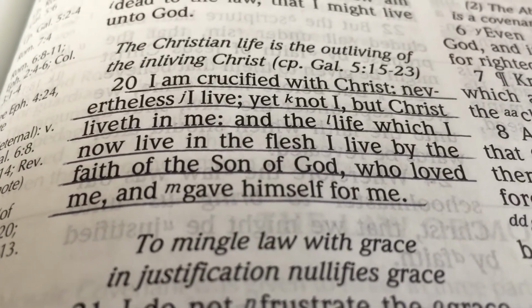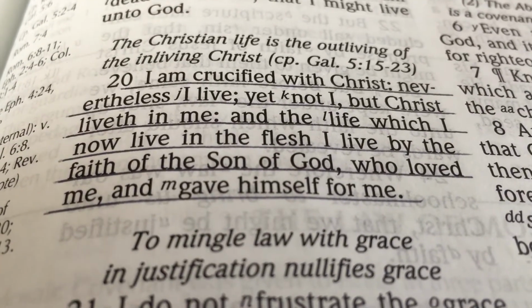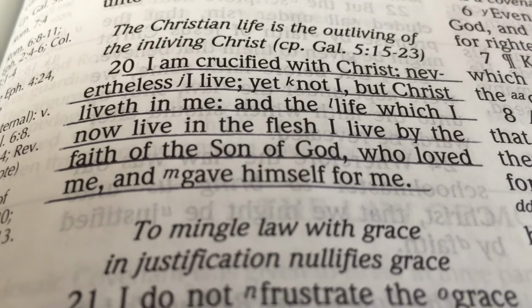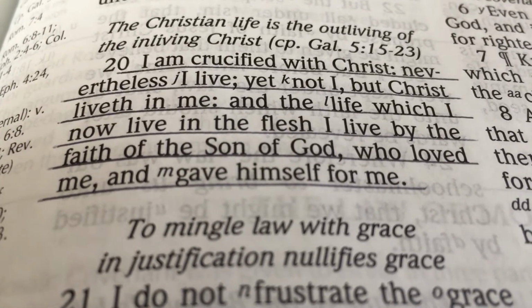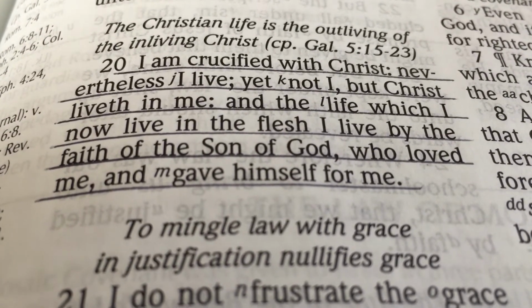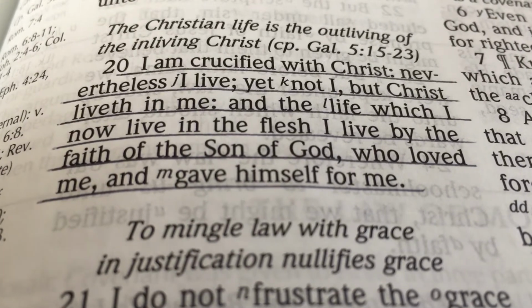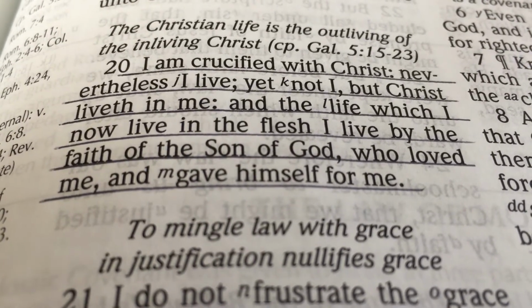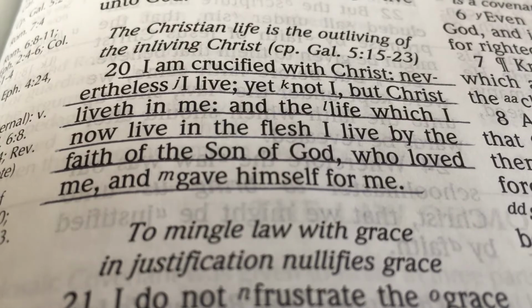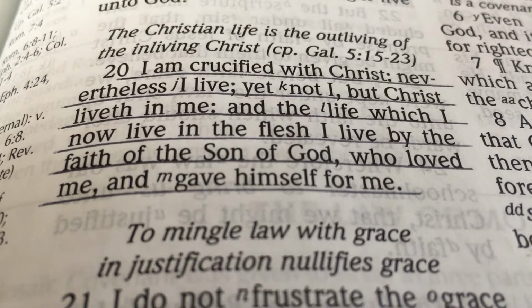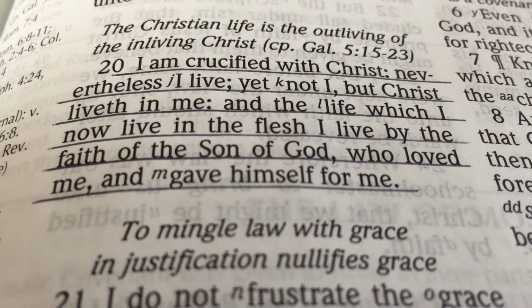Therefore, they would follow the sentence structure of the Hebrew and Greek as well, such as Galatians 2:20, one of my favorite verses. "I am crucified with Christ. Nevertheless I live, yet not I, but Christ liveth in me. And the life which I now live in the flesh, I live by the faith of the Son of God, who loved me and gave himself for me."